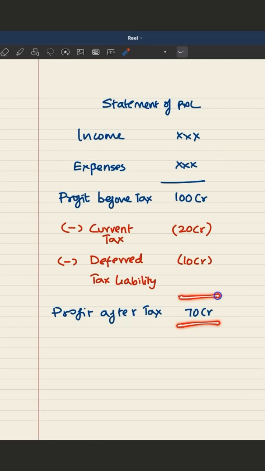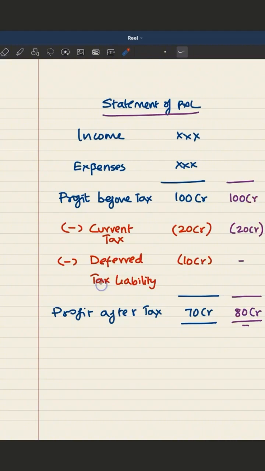Now imagine a scenario where this deferred tax liability is not at all provided. Since there is no cash outflow, entities can take a stand that why should I provide for deferred tax. If they are taking this stand, what will happen? In that case, profit 100 crore, current tax of 20 crore only will be deducted, and that will result in profit being reported as 80 crore.